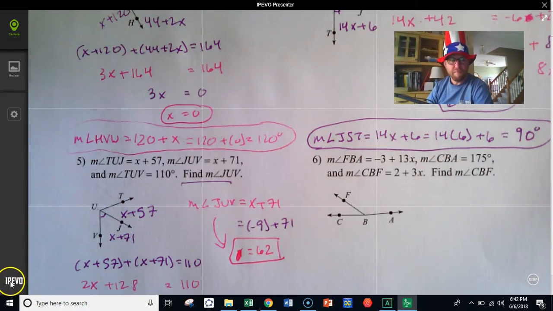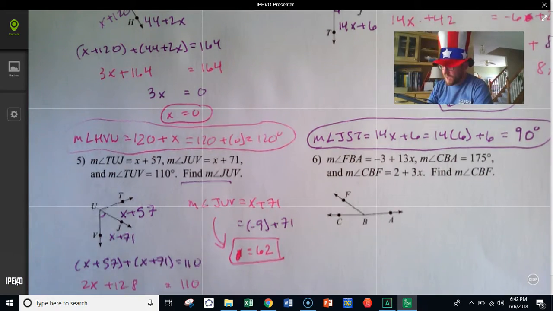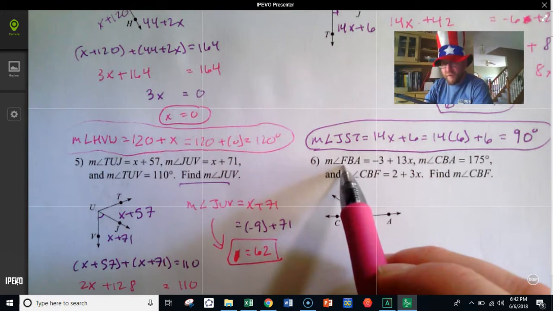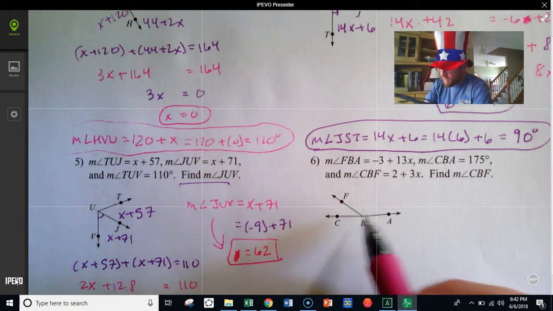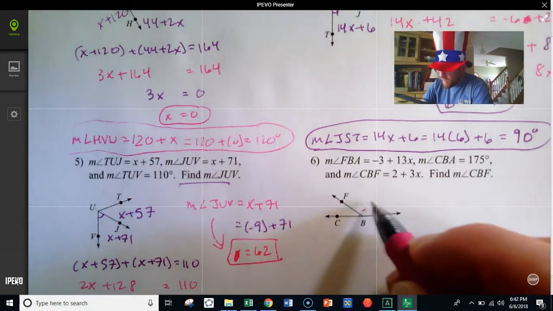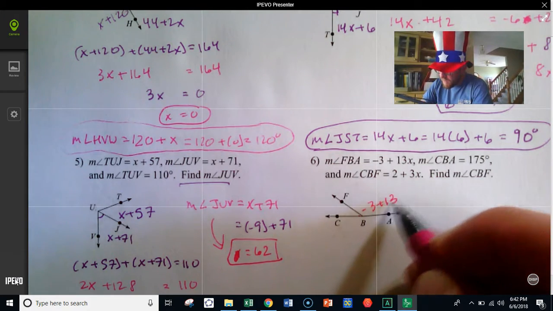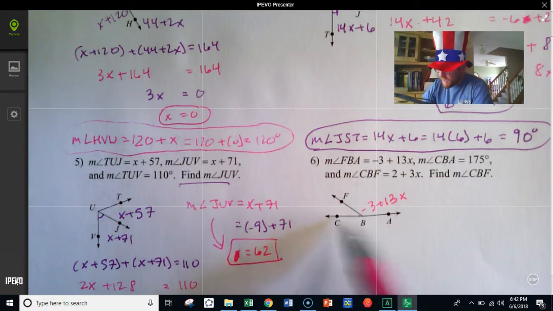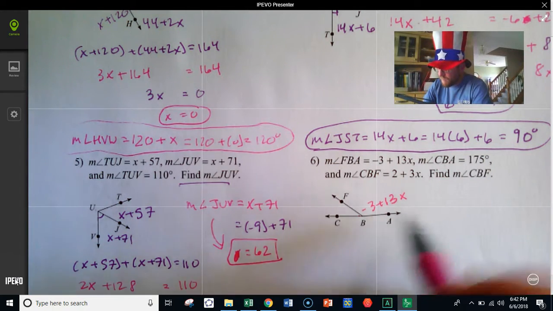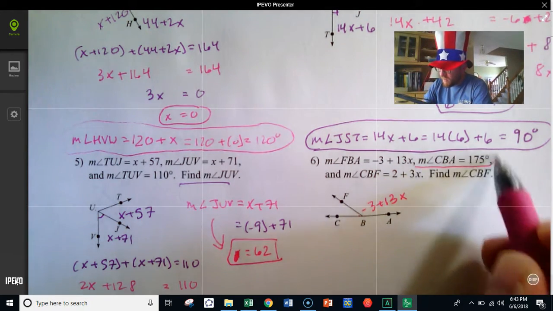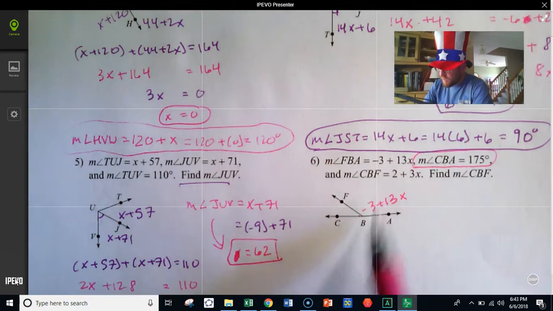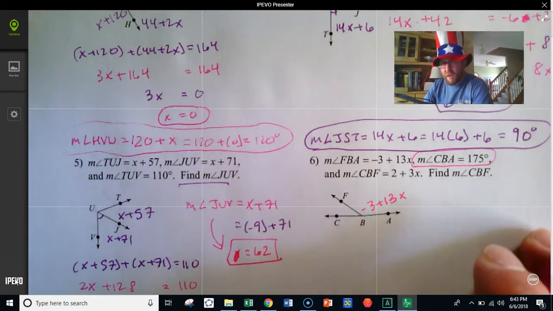Okay. So here we have measure of angle FBA. FBA is -3 plus 13x. The measure of angle CBA, that's the big angle, is 175. Circle that, just remember it for later. And then the measure of angle CBF is 2 plus 3x.